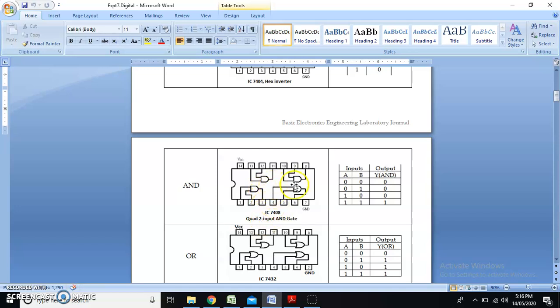Same way pin number 4 input, 5 input and 6 is output. Pin number 13 input, 12 input, 11 output. Pin number 10 input, 9 input and 8 is output. Pin number 7 and 14 are for ground and VCC. Remember, from the left side of the notch pin number 1 begins and it goes anti-clockwise till pin number 14.